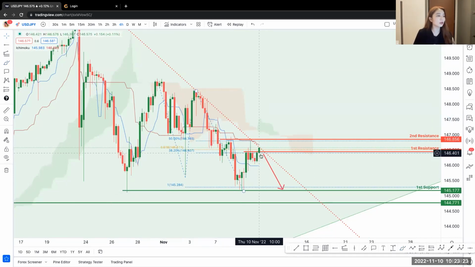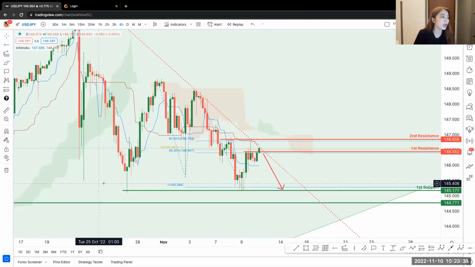However, do hold on until this current candle is actually done moving, and then we will see whether price did indeed exceed our downward trend line. If it doesn't, there's a high chance that it will drop back down to our first support with the support of our 100% Fibonacci projection.